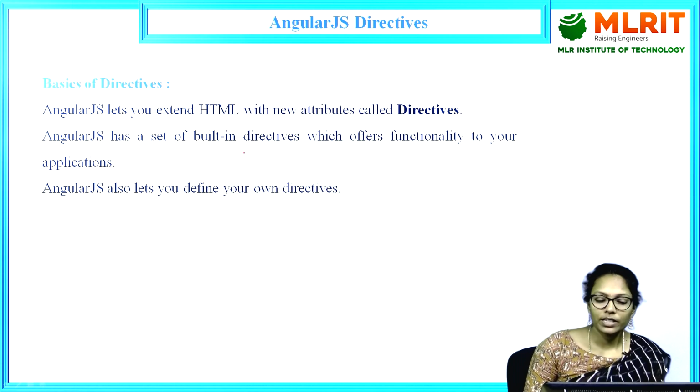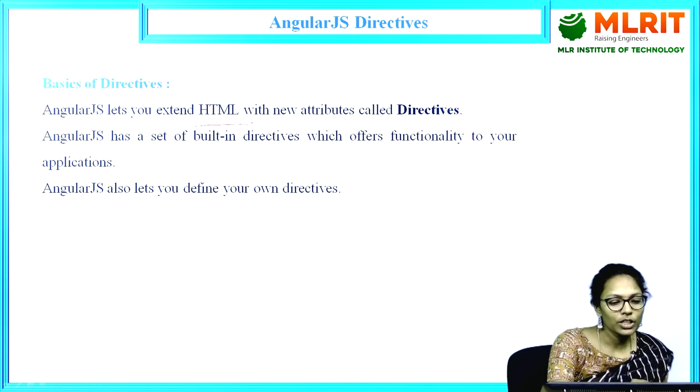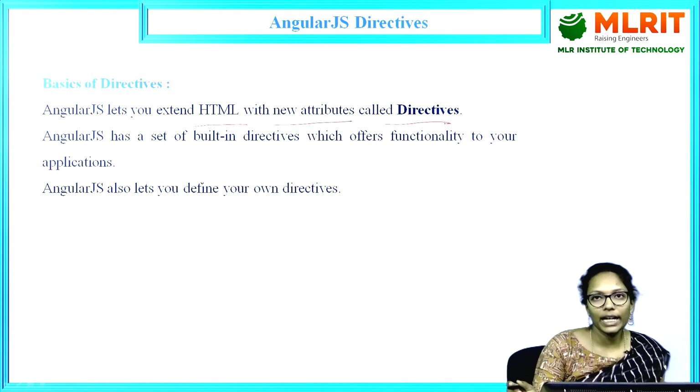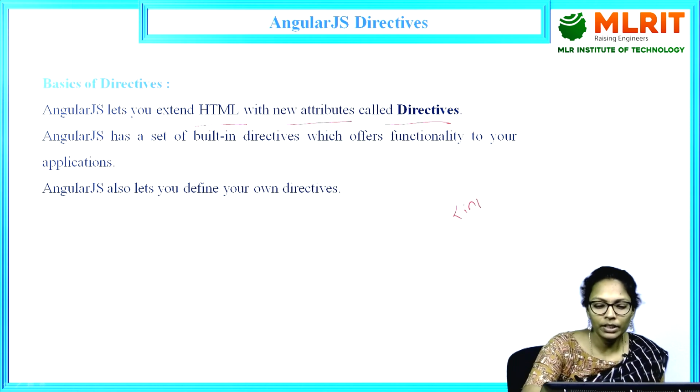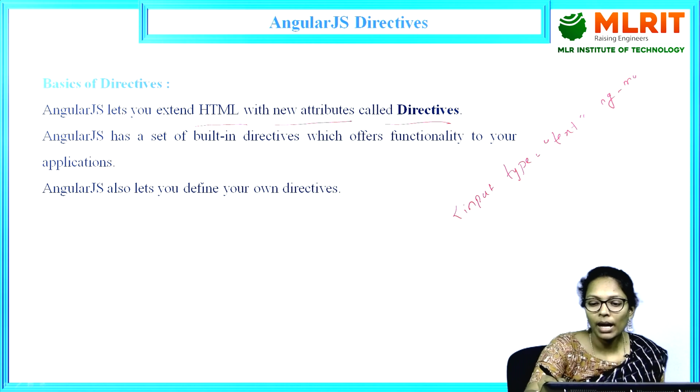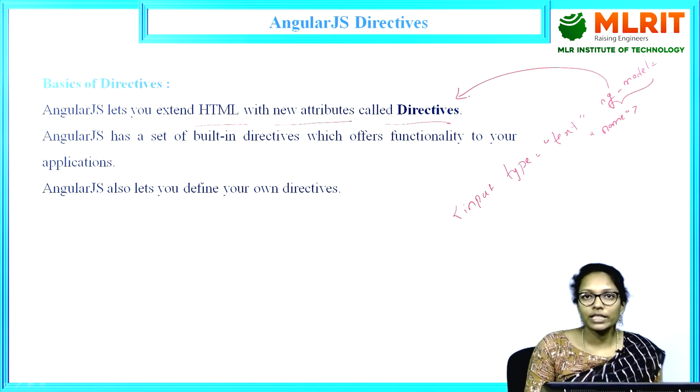Coming to the basics of directives, what is meant by a directive? AngularJS lets you extend HTML with new attributes called directives. We know for every tag we use some predefined attributes. For example, if you consider input, I'm just writing input type is equal to text. But in AngularJS, for the same tag, I am adding a new attribute called ng-model, which is called a directive and which has some internal purpose.